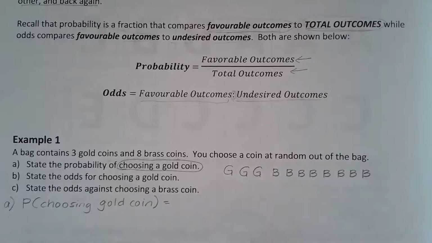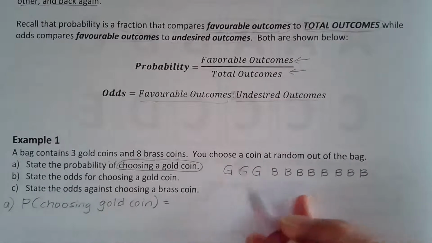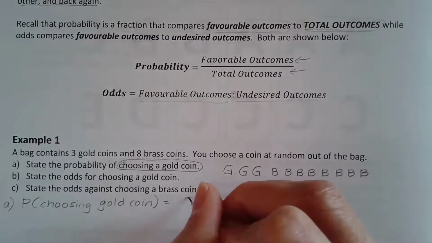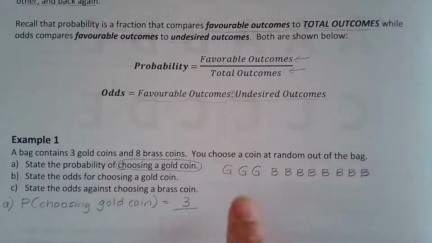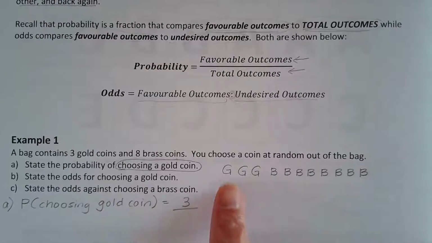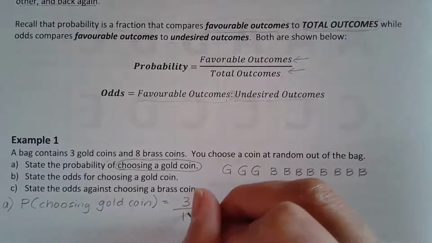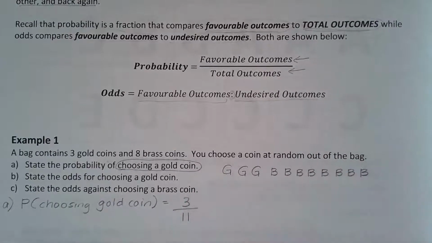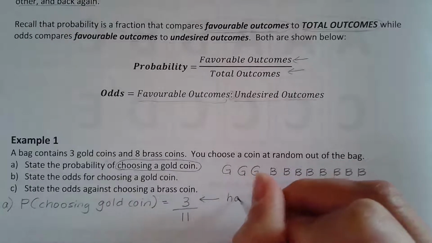Okay, so probability of choosing the gold coin. What are we going to do? Because this is a probability, we're going to look at how many ways we can get gold coins. There are 3 ways we can get a gold coin. So it's going to be 3 out of, and then because this is probability, we're going to look at total outcomes, all of the total outcomes. There's 3 golds and 8 brass. So there's going to be 8 altogether. Sorry, 11 altogether. So the 3 talks about how many golds there are.